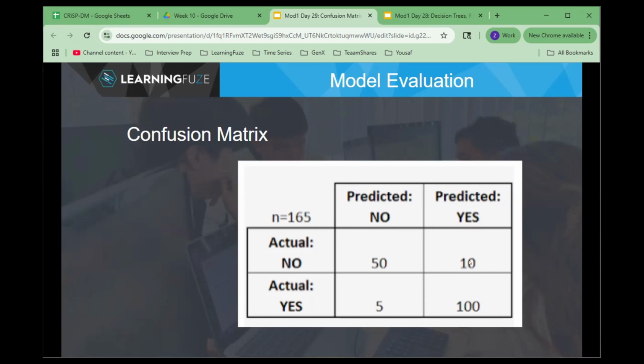Instead of actually making that, if the person did not pay the loan back, you make that one. Instead of doing that, you actually just flip the confusion matrix around.